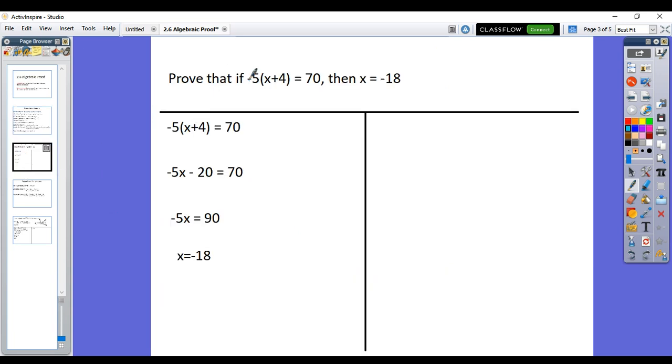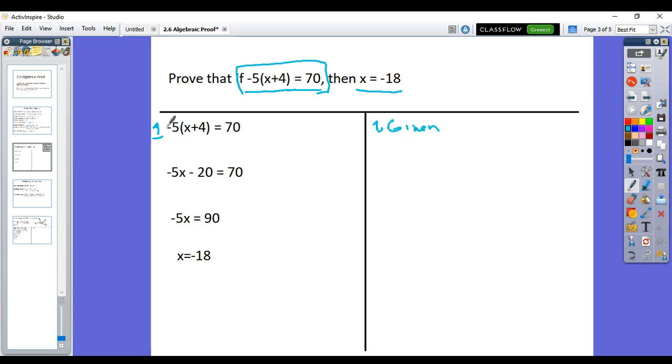So let's take a simple math problem right here. We're going to prove that if negative 5 times (x plus 4) equals 70, then x equals 18. The very first step is to write our original statement. What are we trying to prove? Our if statement. That's called our given. So we start with our given statement. All right, we wrote it.